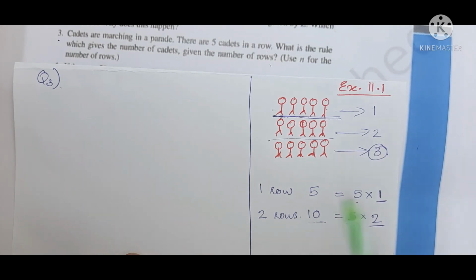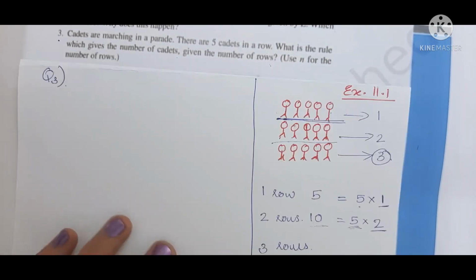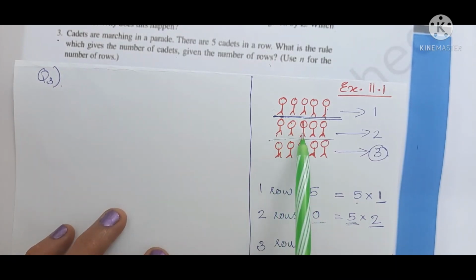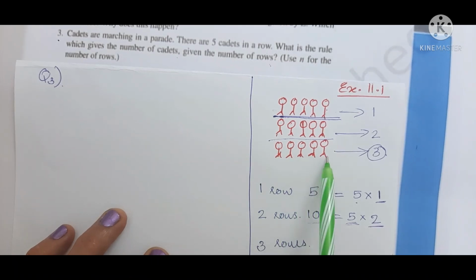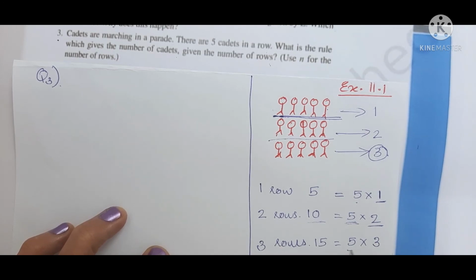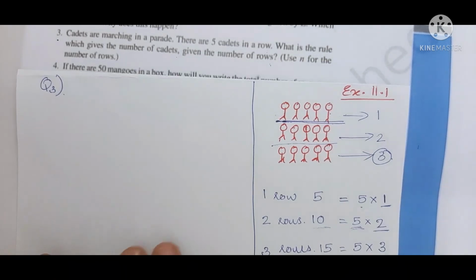So in 3 rows, how many cadets are there? We can find 1, 2, 3, 4, 5, 6, 7, 8, 9, 10, 11, 12, 13, 14, 15. Okay, so we have 15 cadets. We have to write the rule 5 into 3. 5 is the number of cadets in one row and 3 is the number of rows. Okay, so we have to write the answer.